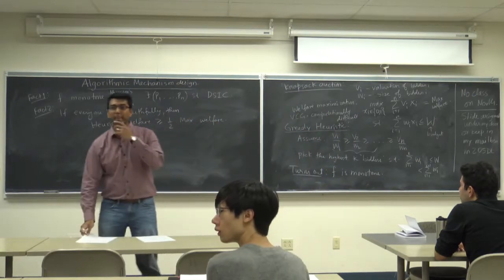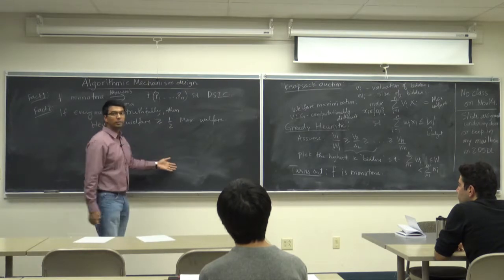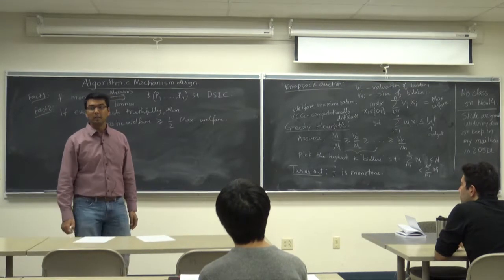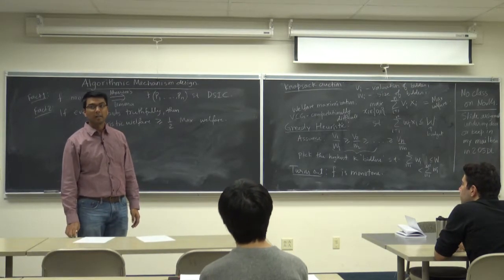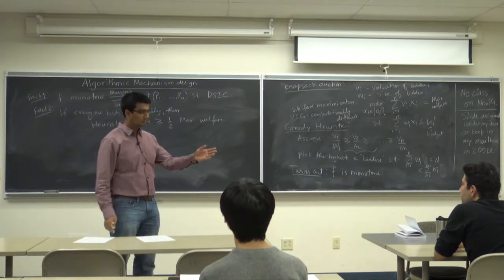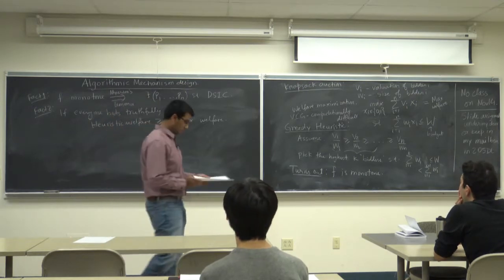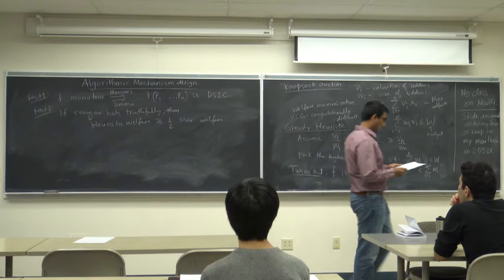How do we get that it's greater than half the maximum? I mean, you have to do the computation. It's not going to be straightforward. There are a lot of arguments in there. I don't want to cover that in the class.